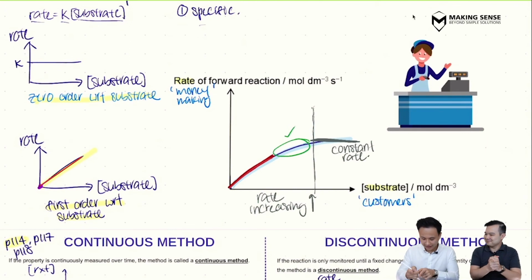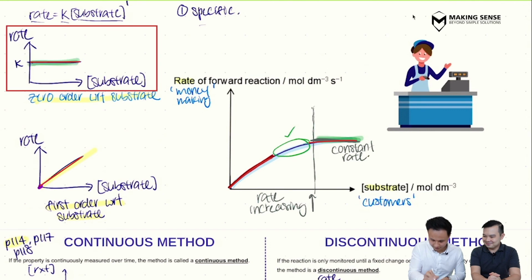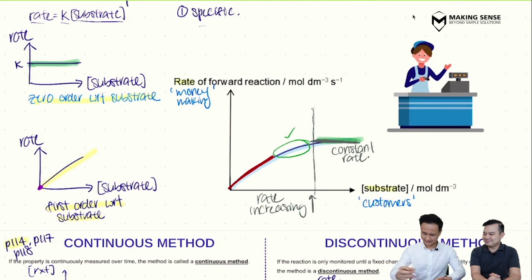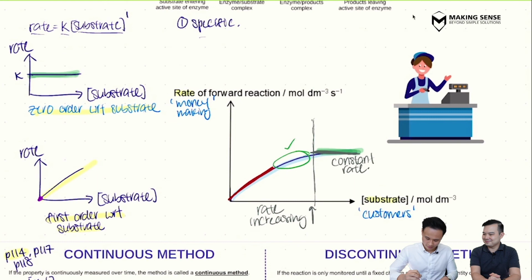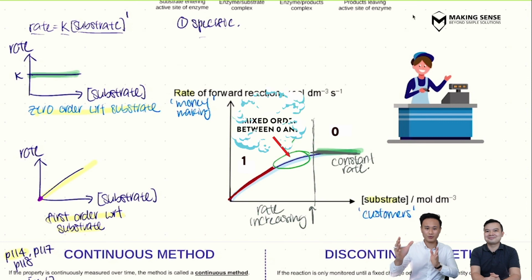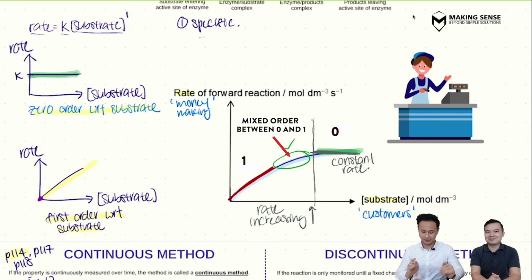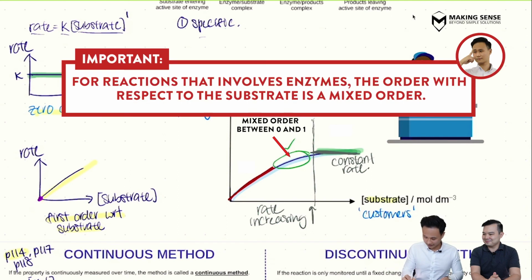Well, again, you can see how this part of the curve now kind of looks like a zero order reaction. So we see it this way: at the beginning of the reaction, your order of reaction with respect to the substrate is 1, and at the end of the reaction, the order with respect to the substrate is 0. In between 0 and 1, we call it a mixed order. So for a rate against substrate graph, the order of reaction with respect to the substrate for the entire reaction is a mixed order.